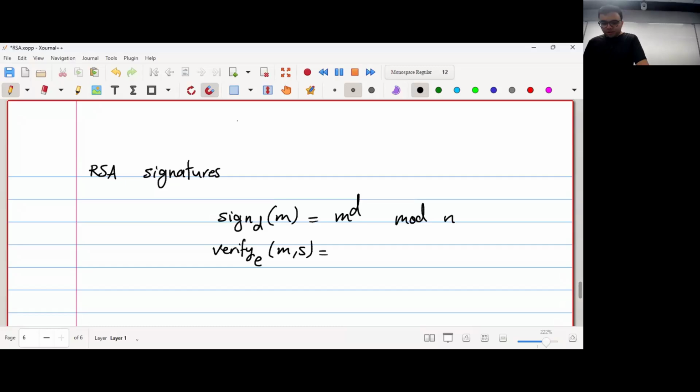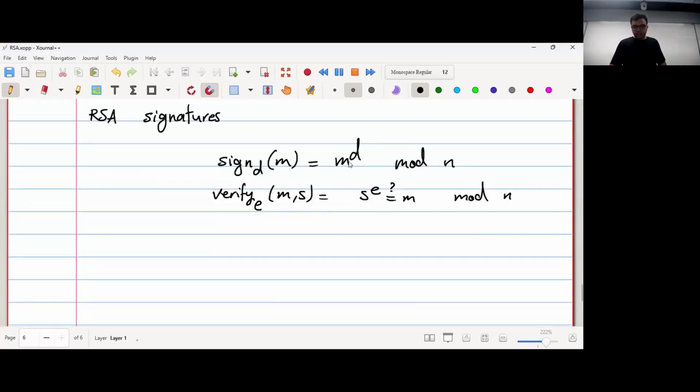what am I going to do? I'm just going to raise S to the power of E, right? So it's like encrypting S. Okay, and then I check, is this the same as M? Of course, this calculation is also modulo N. And if it passes the check, it's a valid signature. If it doesn't pass the check, it's not a valid signature. Okay. So basically here, my signature is my message to the power of D, and my message is my signature to the power of E. And everything works out for the same reason as RSA working out.